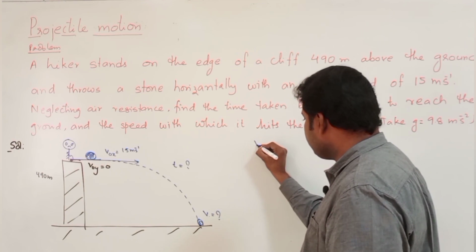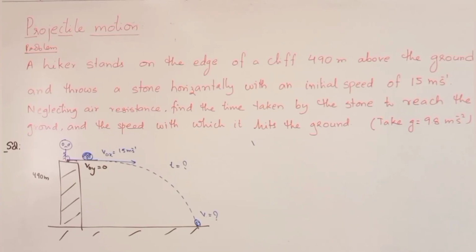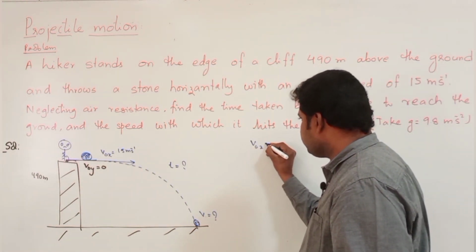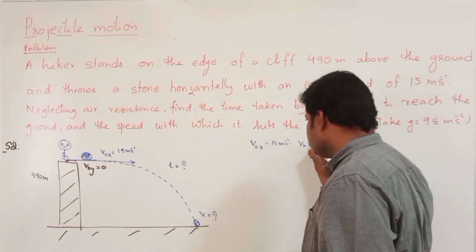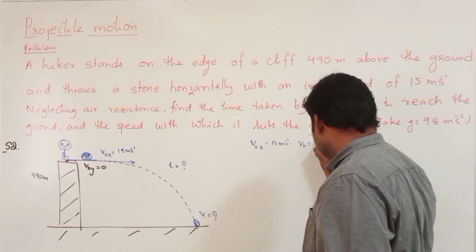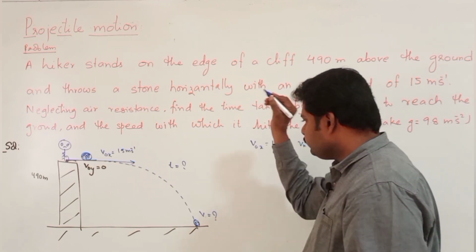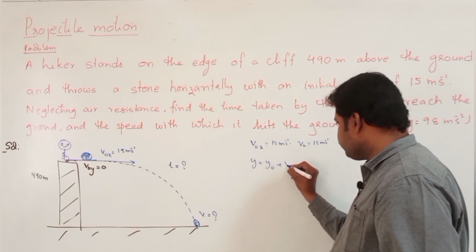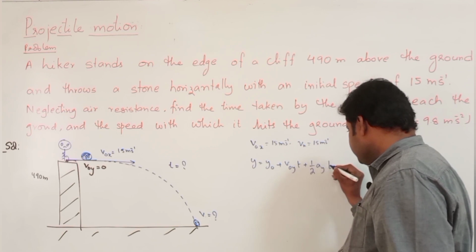V naught x is equal to 15 meters per second. However, Vx is also 15 meters per second. Now, the vertical distance y is equal to y naught plus v naught y t plus half a y t square.